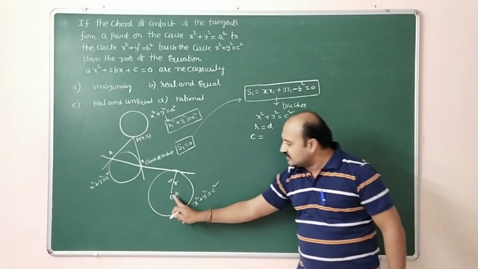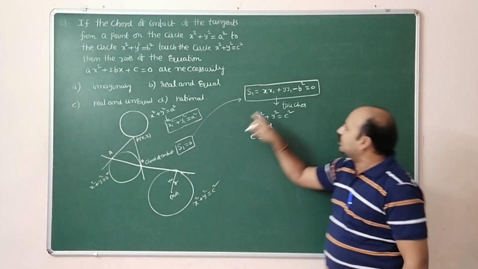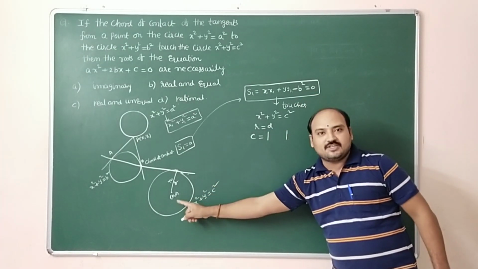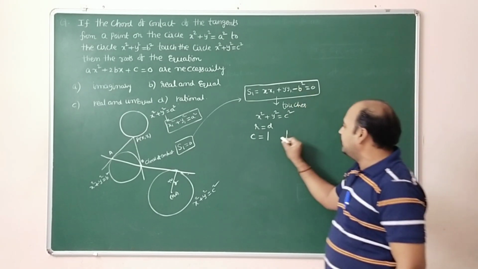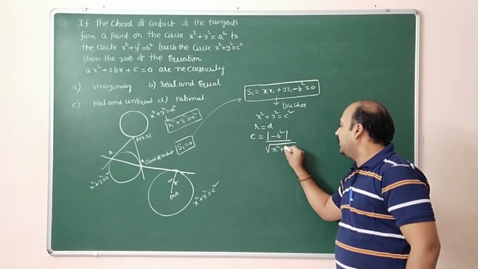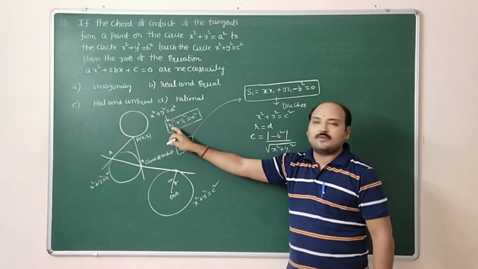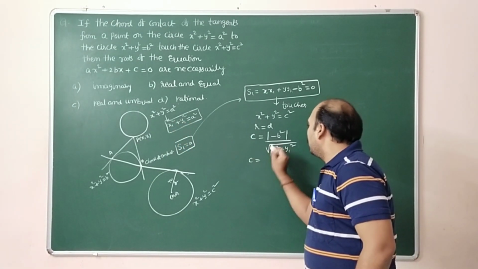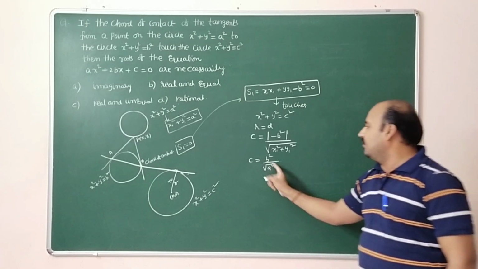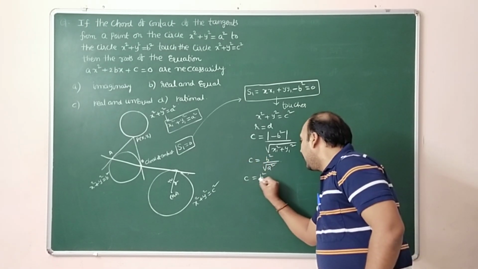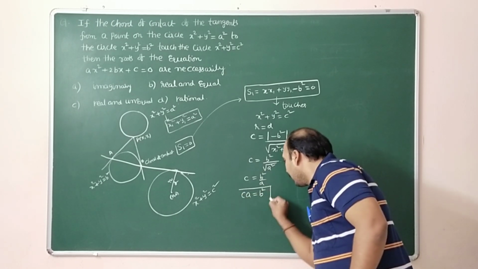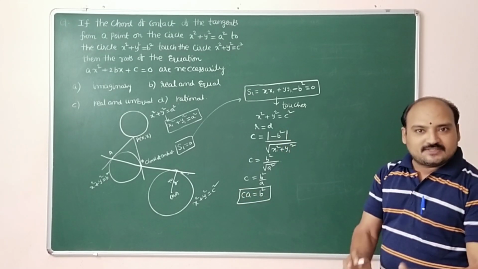d means perpendicular distance from the center of the circle to this S1 equal to 0. S1 equal to 0 means this one, you know. So mod of the perpendicular distance from the center of the circle to the line: mod of minus b square, divided by root of x coefficient whole square plus y coefficient whole square. What is x1 square plus y1 square from here? a square. So c is equal to, within modulus it becomes plus b square by root a square. Root a square means a. So c is equal to b square by a. Cross multiply: ca is equal to b square. So put it in a box: b square equal to ac.